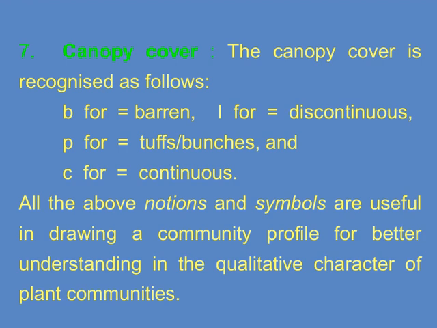Understanding these symbols is really useful because they help us create a community profile. Essentially, they allow us to better grasp the qualitative character of plant communities, how dense or sparse they are, and how they are arranged. This kind of detailed understanding is crucial when we're analyzing ecosystems or planning conservation efforts. So, in summary, these notations are simple but powerful tools that help us visualize and interpret the structure of plant communities, making our ecological assessments more accurate and insightful.